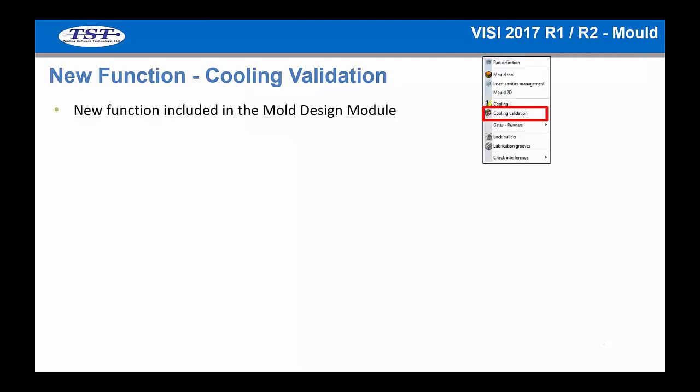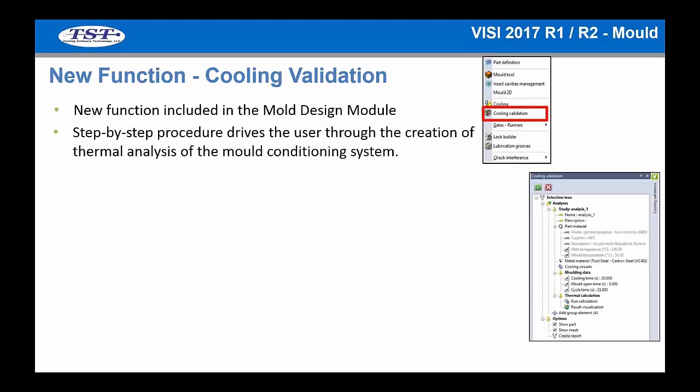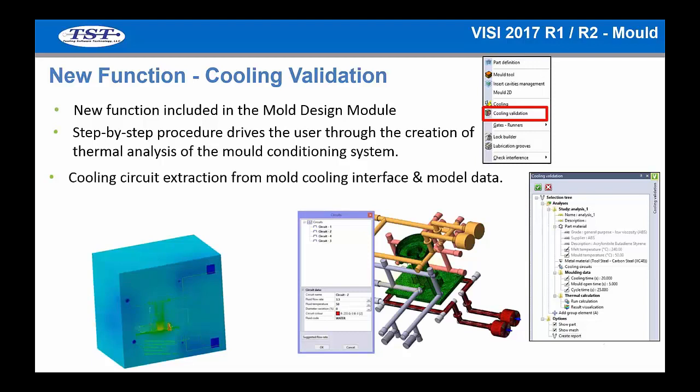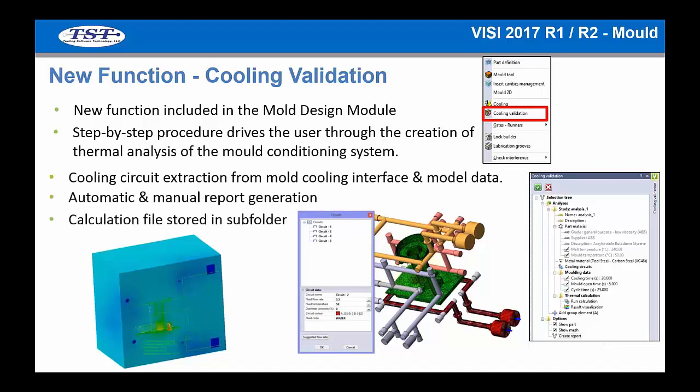So a new cooling validation is included in the mold design module. It'll be under the drop down. It's a step-by-step procedure that drives the user through the creation of some thermal analysis of the mold conditioning system. So some of the cooling circuit extraction from the mold cooling interface and mold data is all in there, with your cooling time, mold open time, and your cycle time. Automatic and manual report generation is available, and a calculation will be filed in a subfolder status, as you saw before.